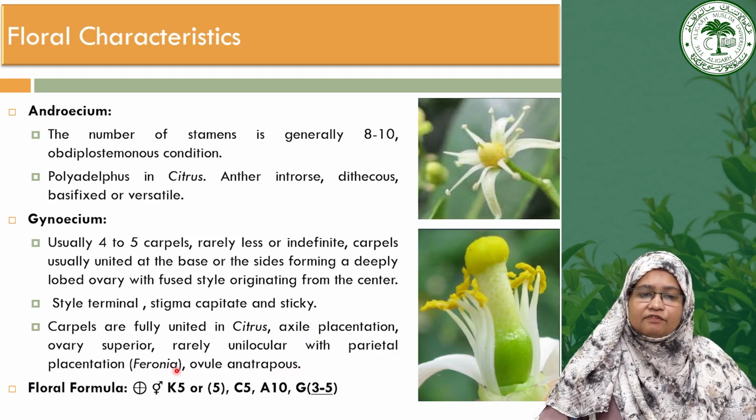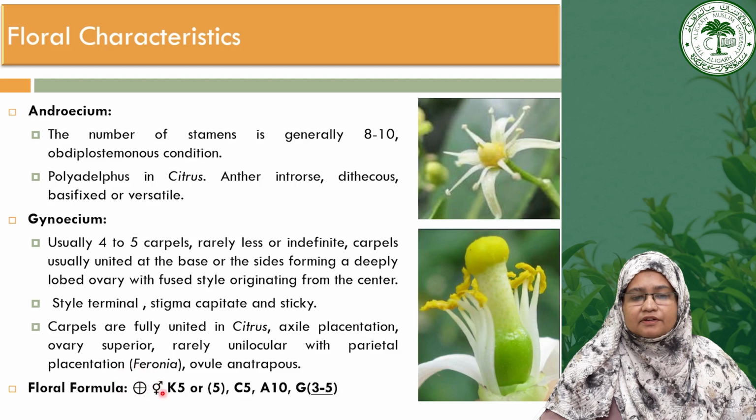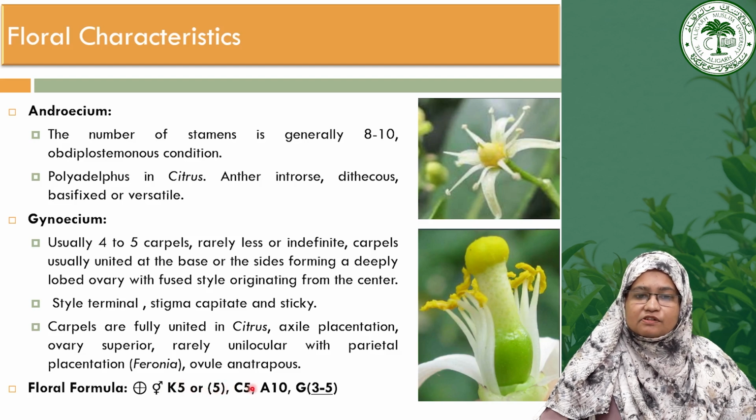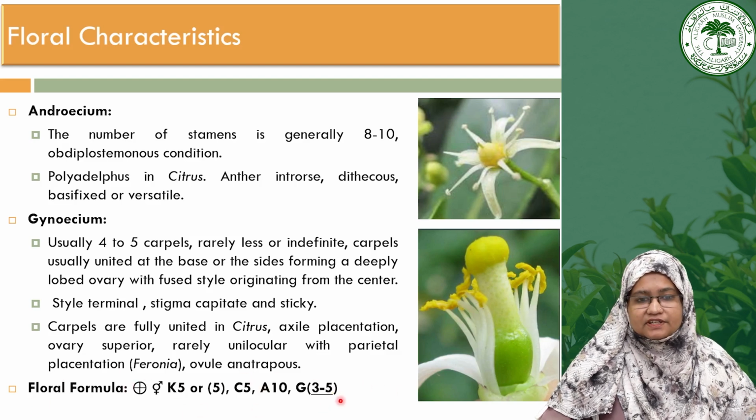So we can see the floral formula of this particular family. As we have seen, most of the flowers are actinomorphic. That means they have radial symmetry. Then generally the flowers are bisexual except Feronia. Then the calyx number is 5. Sometimes they may be united. Corolla number is also 5. Androecium, most commonly, is 10, but may be 8 to 10, and the gynoecium is generally 3 to 5 with superior ovary. So these are the floral formula and the different representation of the floral features.